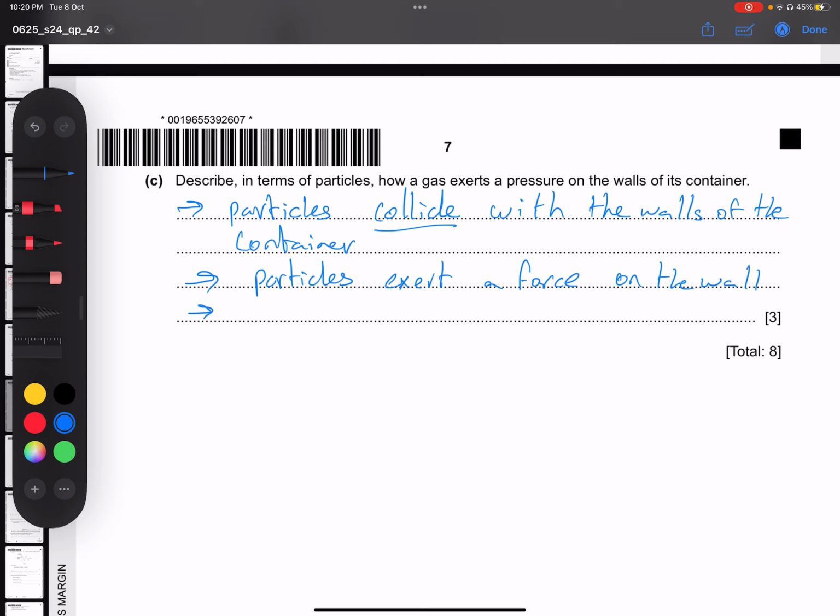Okay. And now we know that the force is exerted. So force divided by the area of the wall is just pressure. So pressure is just force per unit area. Since there is a force over a unit area, there is a pressure acting on the walls of the container. So these three points are very important. First, the particles collide. They cause a rate of change of momentum, exerting a force on the wall, and that force per unit area is just pressure. So a pressure is exerted on the walls of the container.